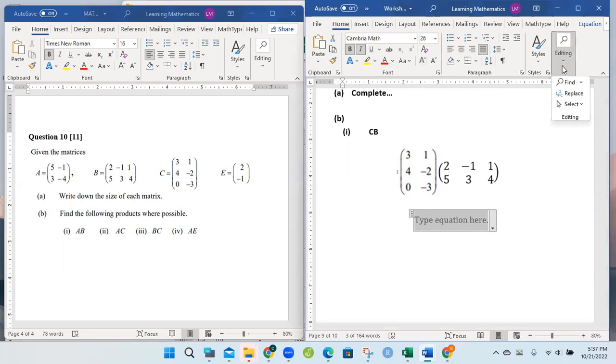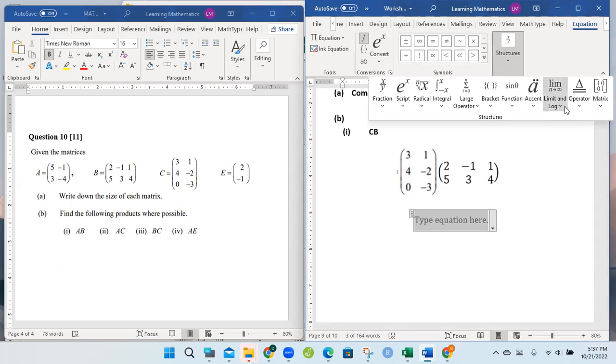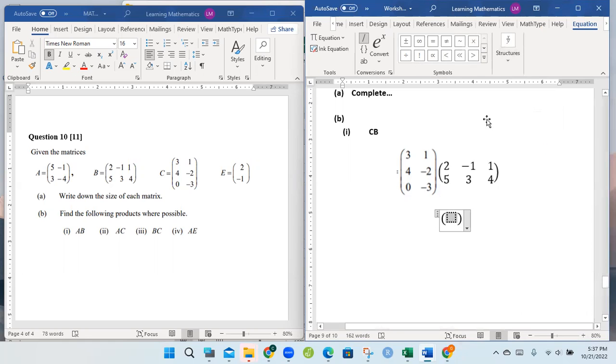A 3 by 3. 3 rows in the first, 3 columns in the second. We're going to get a 3 by 3.